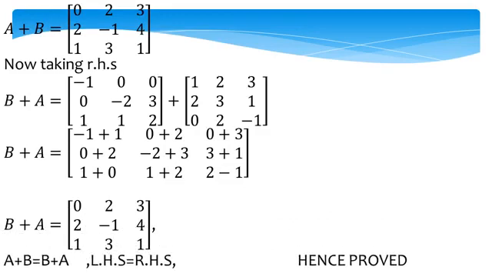Left hand side is equal to right hand side. A plus B is equal to B plus A, hence proved.